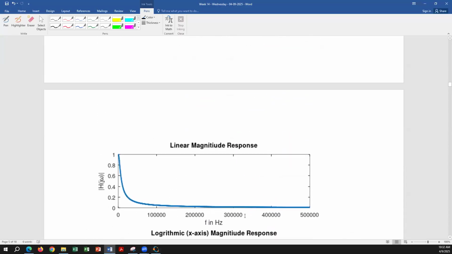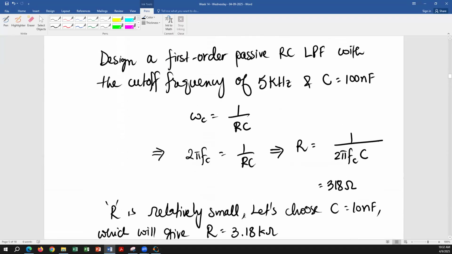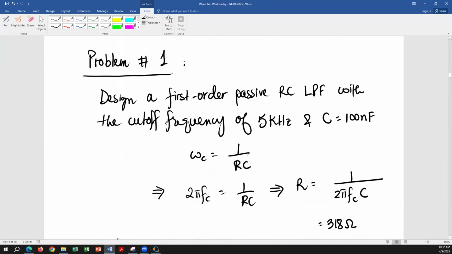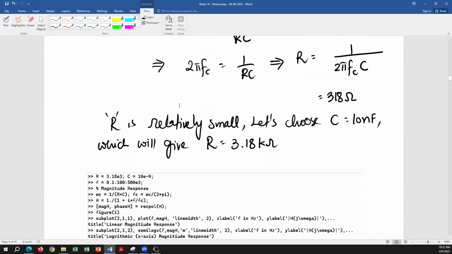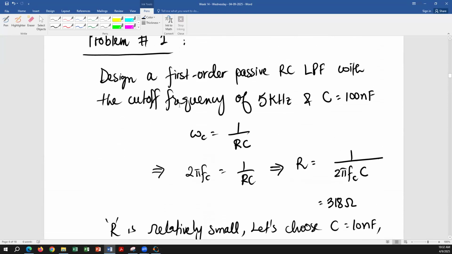Okay, any questions guys so far about the first order RC filters? Things are clear? You guys understand how you're going to recognize the filter as far as low pass, high pass? Yes.